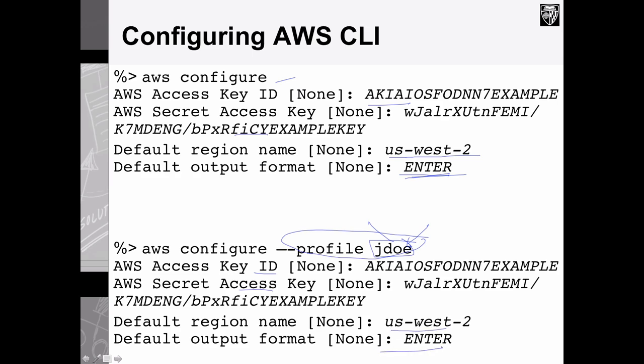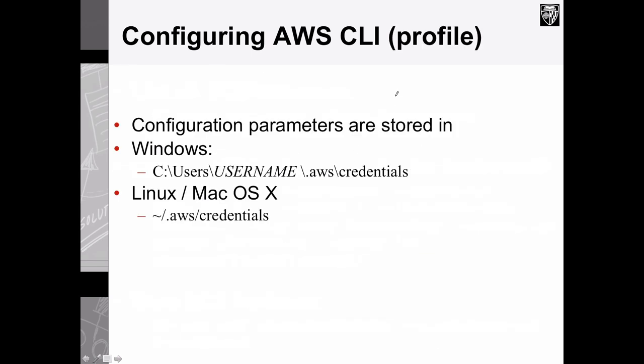Once you run that AWS configure command, the credentials are stored in a file. .aws is the directory it creates, and there's a file in that directory called credentials. This is on the Linux or Mac operating systems. On a Windows operating system, it will be c:\users, your username, .aws, and the file is also called credentials. This file contains the access key and secret key so that you do not have to specify it every time you want to run a command.